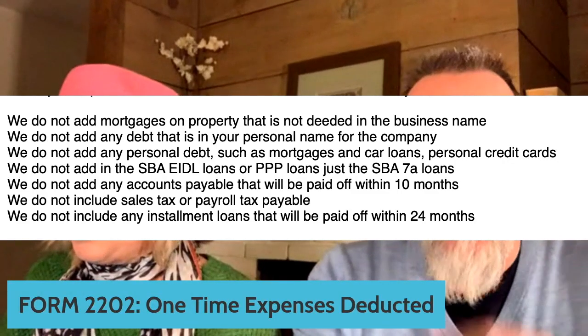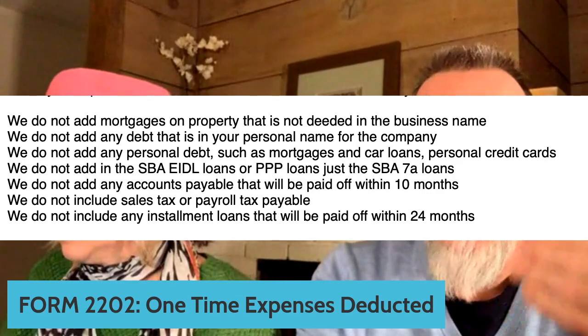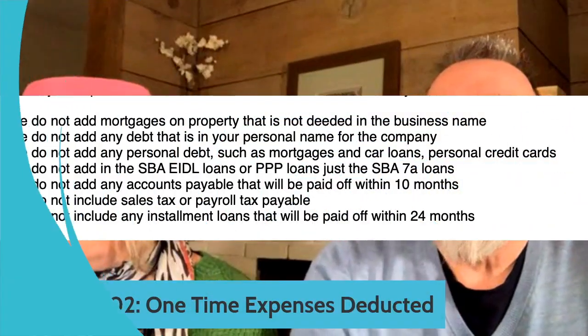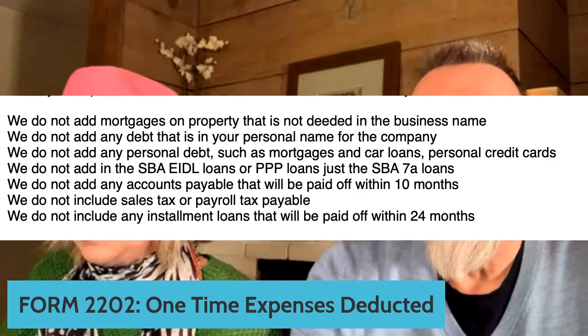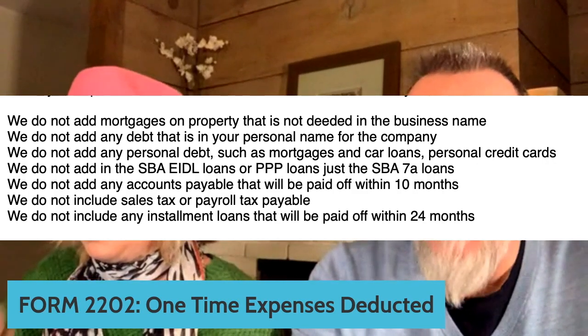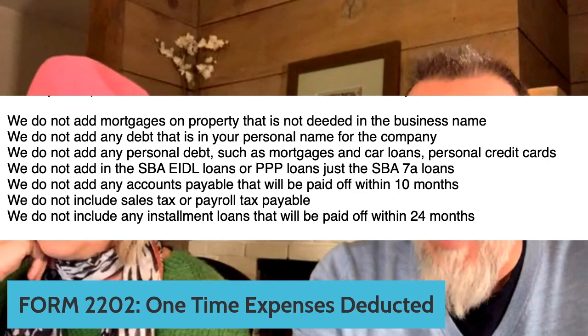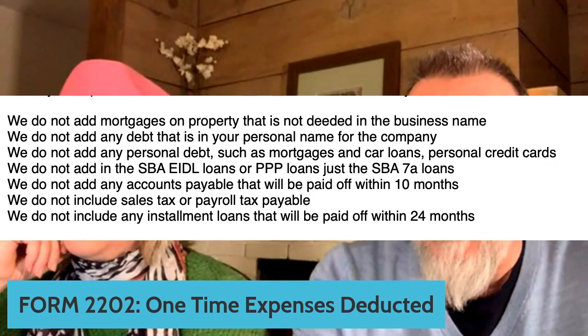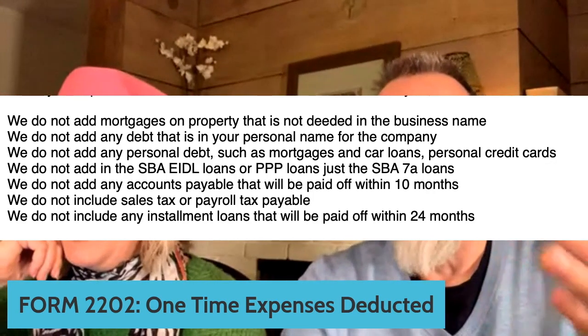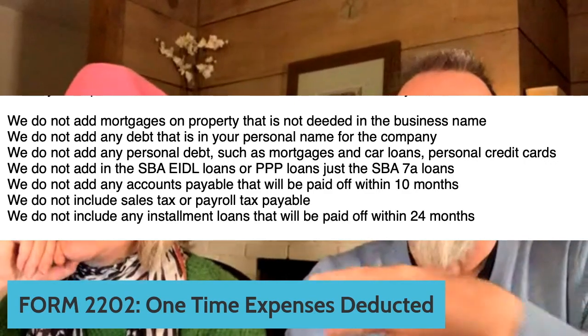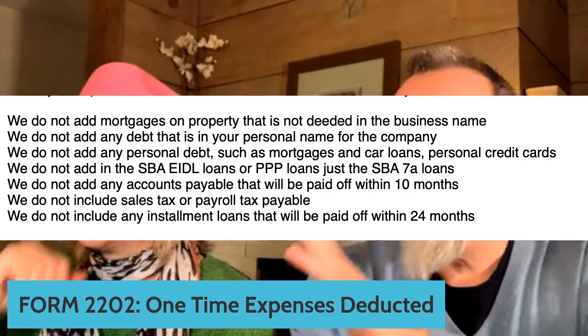You will put on a mortgage if the business entity owns real estate. We do not add any debt that is in your personal name for the company, which basically is the same thing as we do not add any mortgage on the property not to the business owner, because it's personal debt. You see where I'm going with how confusing this is and why I rewrote this and sent it to you, but I guess we can't find it. That was the last time I'll throw you under the bus.